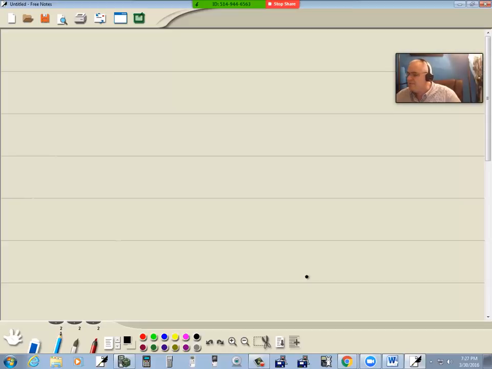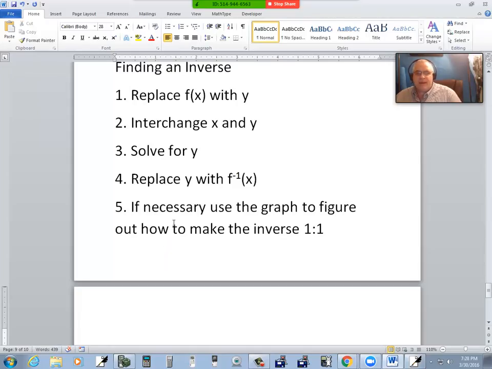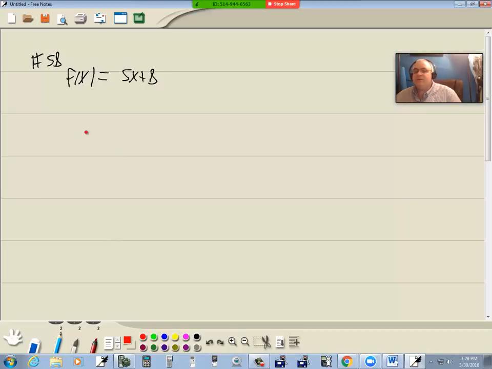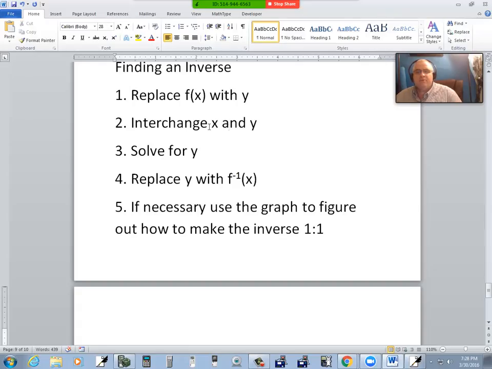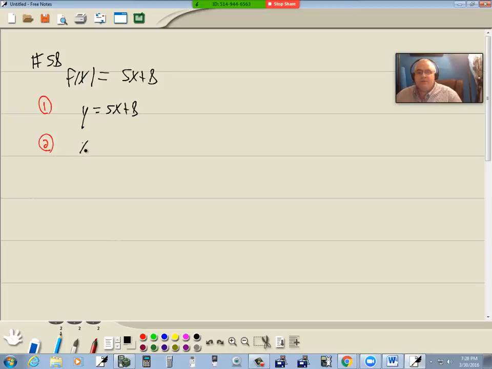So, okay, let's look at number 58. We've got f of x is equal to 5x plus 8. And we want to find the inverse. It's one-to-one because it doesn't have any of those bad items we mentioned. Step 1, replace f of x with y. So we've got y is equal to 5x plus 8. Step 2, interchange x and y. So we'll have x is equal to 5y plus 8.